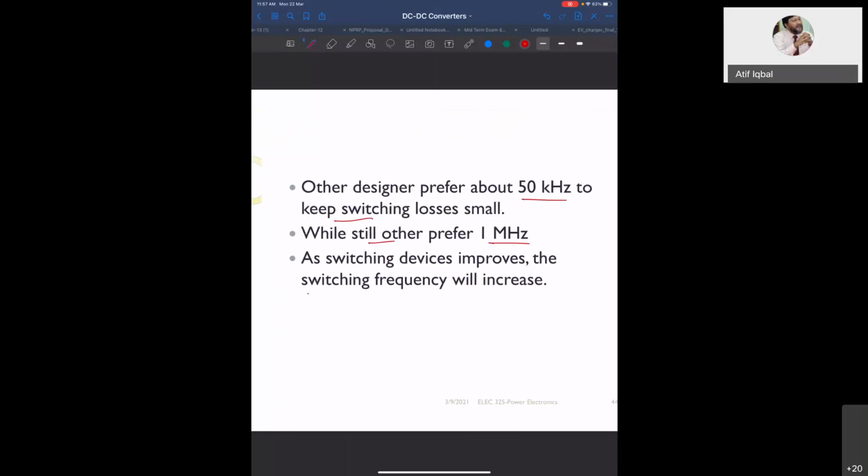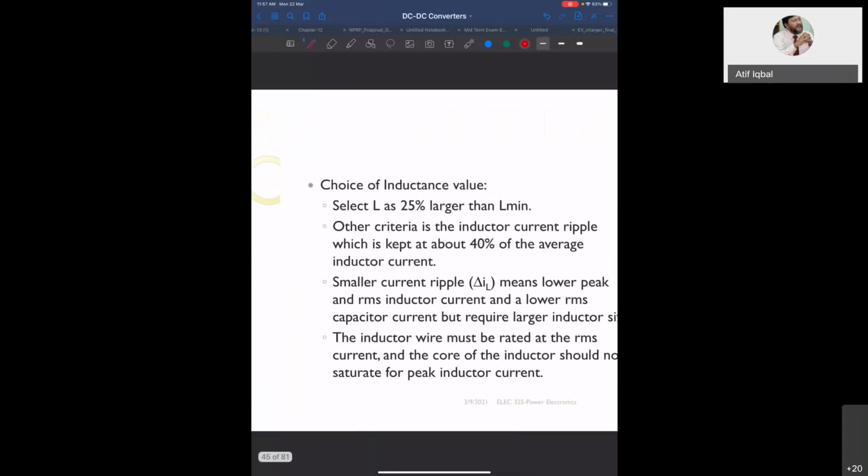As switching devices improve, the switching frequency will increase. That means, you see, before we used to have silicon only, now we have silicon carbide and gallium nitride devices. So these are high switching frequency devices because they have very less switching losses. Even when you switch at megahertz operation, they give less switching losses.